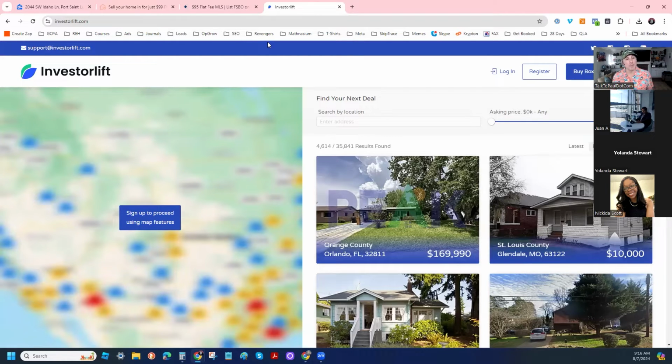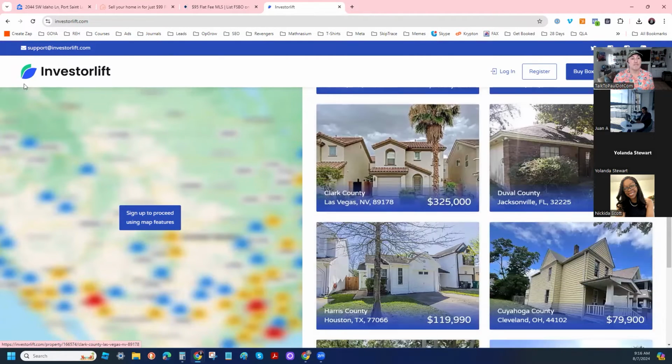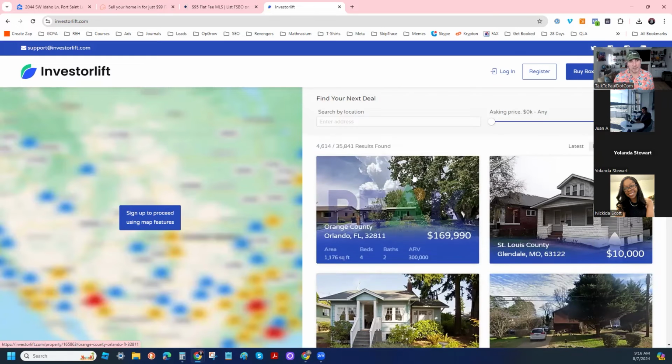They can do the same thing on the MLS. They can do the same thing on Zillow. But if you're an investor and you're looking for properties specifically that you can fix, flip, rental, sub-2, takeover mortgages, et cetera, this is a very, very popular website where investors go. And not only do investors, but a lot of times even real estate agents come in here and they're looking for deals for their own clients, just as an FYI.